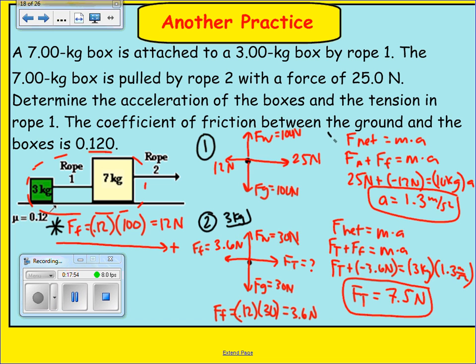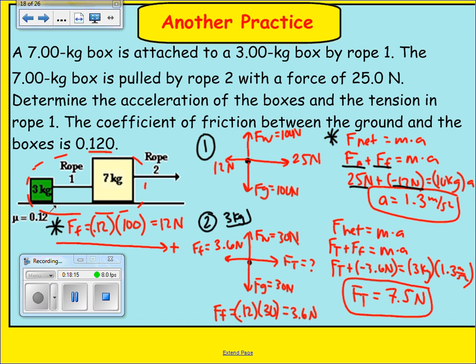So then over here to the right, when I solve for my acceleration, my net force comes from 2 forces, the applied force in the right direction and the friction in the left direction. Notice how applied is positive 25. The friction is negative 12 because it's in the opposite direction. Divided by 10 kilograms gives me the acceleration of 1.3 meters per second squared.